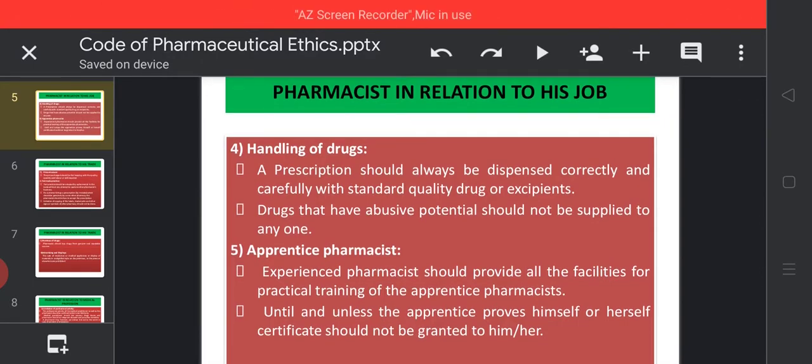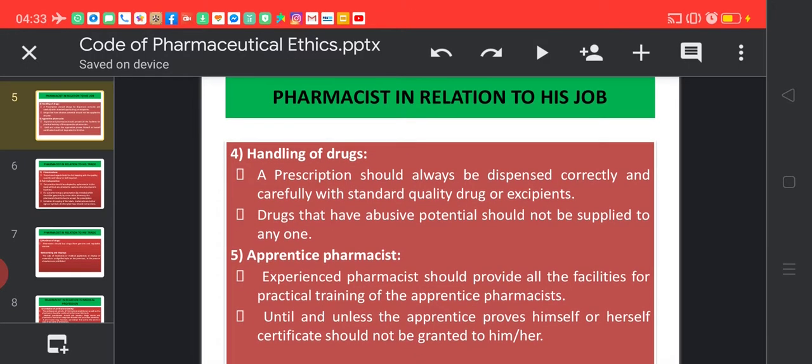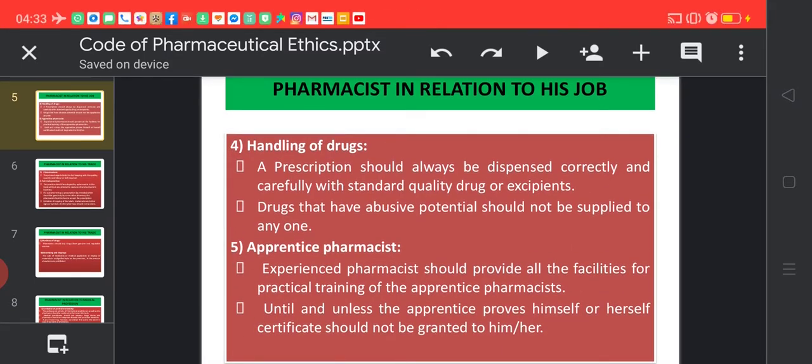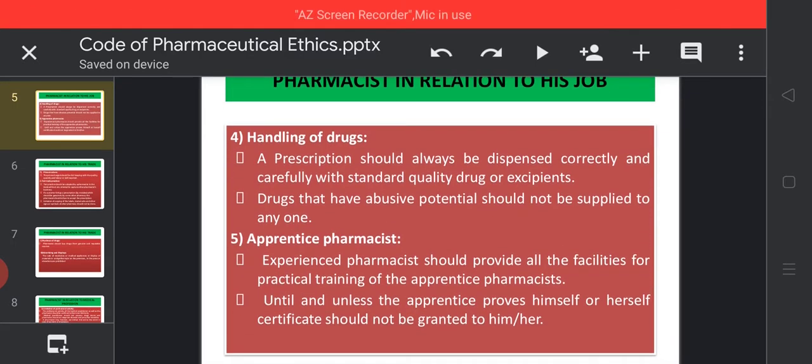Until and unless the apprentice pharmacist proves himself or herself, certificates should not be granted to him or her. ऑब्वियस सी बात है, जब तक कोई फार्मासिस्ट, अप्रेंटिस फार्मासिस्ट खुद को प्रूफ न कर पाए या कर पाई कि दे आर नाउ एक्चुअली ट्रेन, तब तक हमें उन्हें सर्टिफिकेट प्रोवाइड नहीं करना चाहिए.